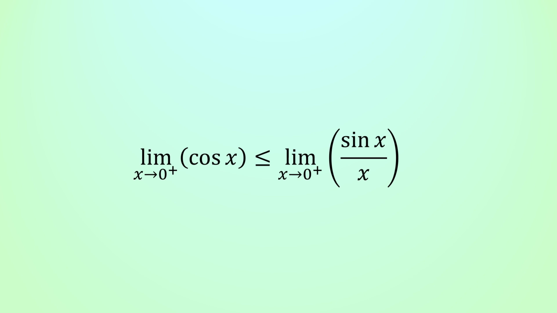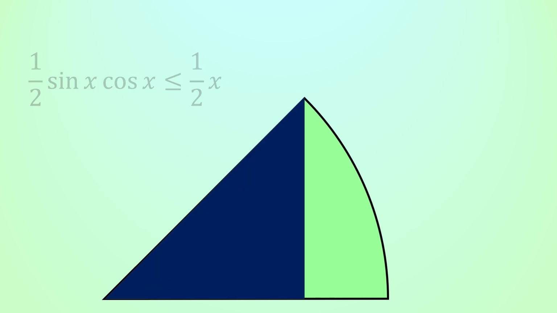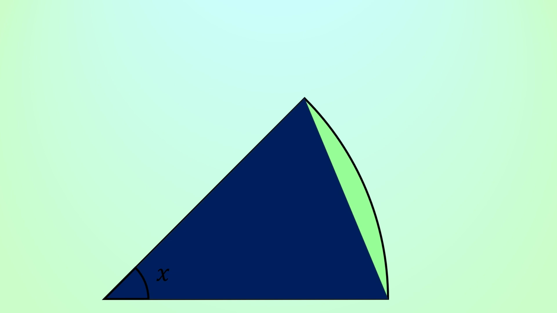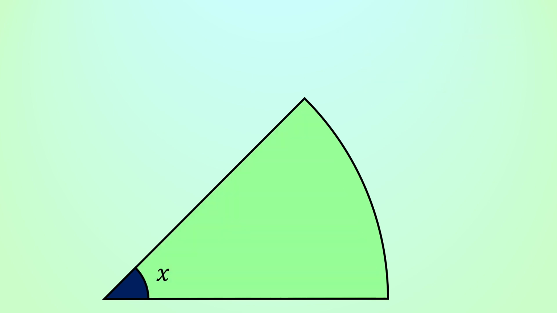Well, that's going to be actually a lot easier to calculate, and there's several different ways you could go about it. Some people would prefer to do it by comparing the area of the sector to the area of this triangle, meaning we've got that half sine of x cos of x is less than or equal to half of x. Or alternatively, you could compare the area of this triangle to the area of the sector, meaning you would end up with this inequality instead. But my personal favourite way, because it's the easiest in my opinion, is to just simply draw a line that looks like this on your diagram.